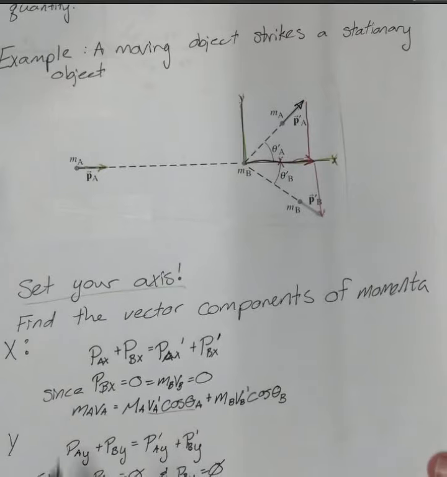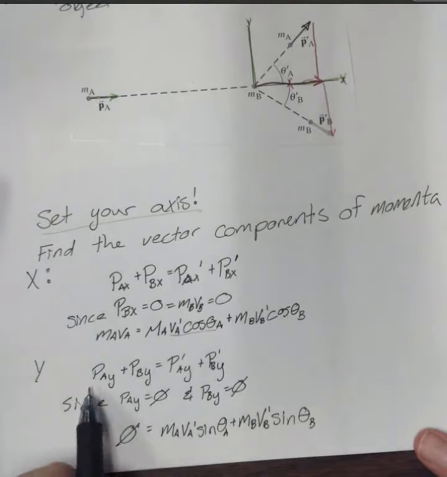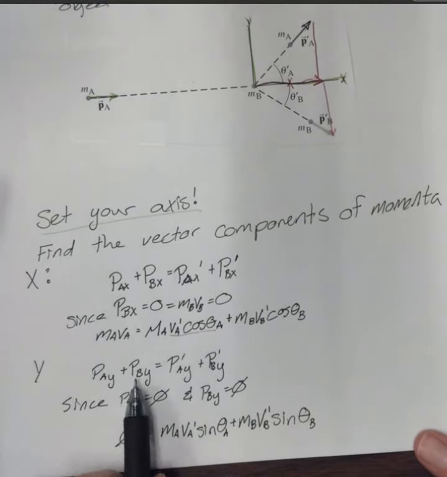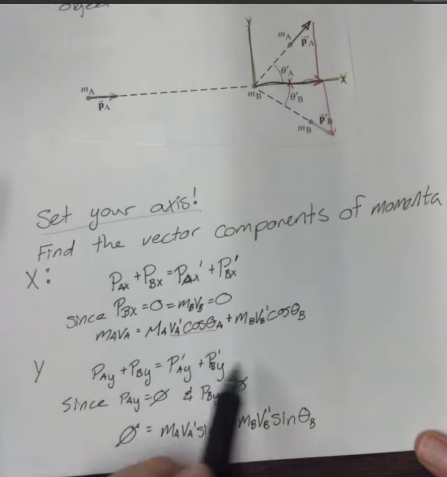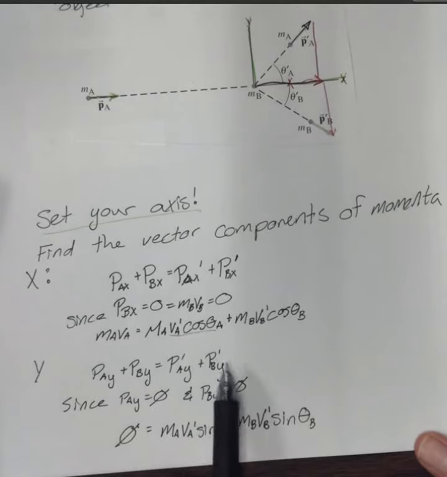And we would be able to solve for that. In the y direction, it'll be the initial momentum of object A plus the initial momentum of object B, and that'll equal, in the y direction, the final momentum of object A in the y direction plus the final momentum of object B in the y direction.